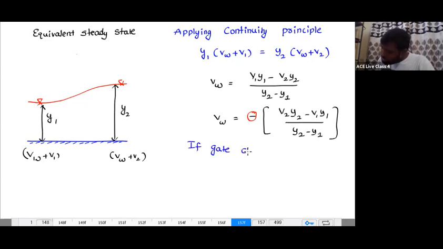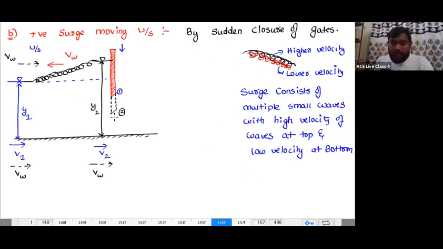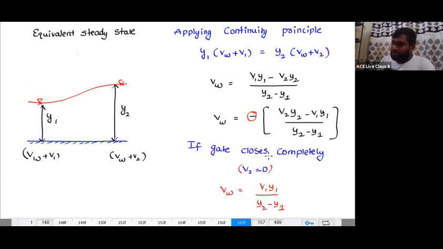Now, if the gate closes completely, then V2 is equal to 0. When V2 is equal to 0, then VW is nothing but V1 Y1 by (Y2 minus Y1). When the gate closes completely, on the next side of the gate there is no flow, right? When there is no flow, the flow will stop and the velocity just next to the gate is going to be 0. So I am closing this gate partially now, you see. So this is V1, VW.